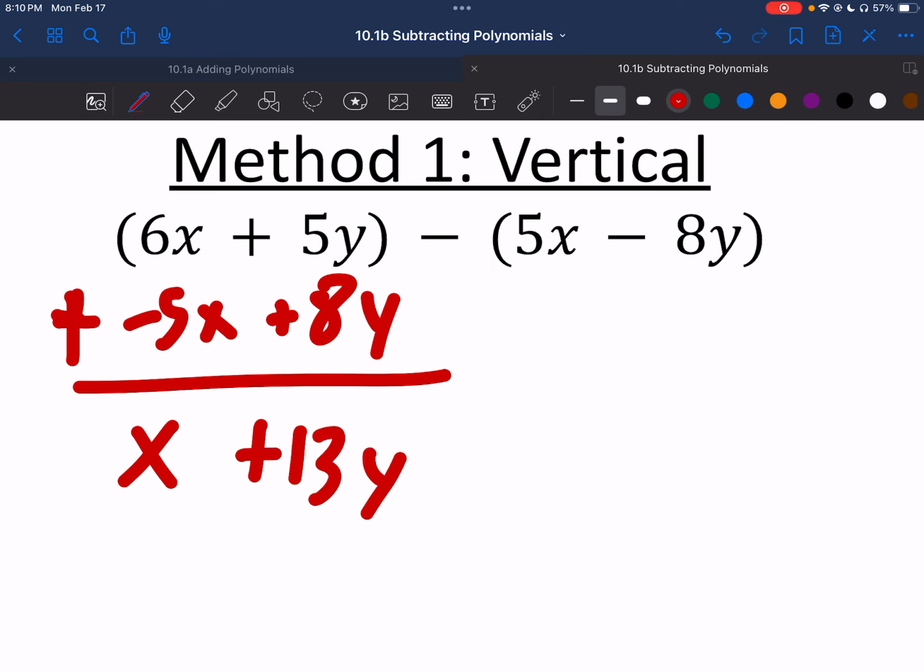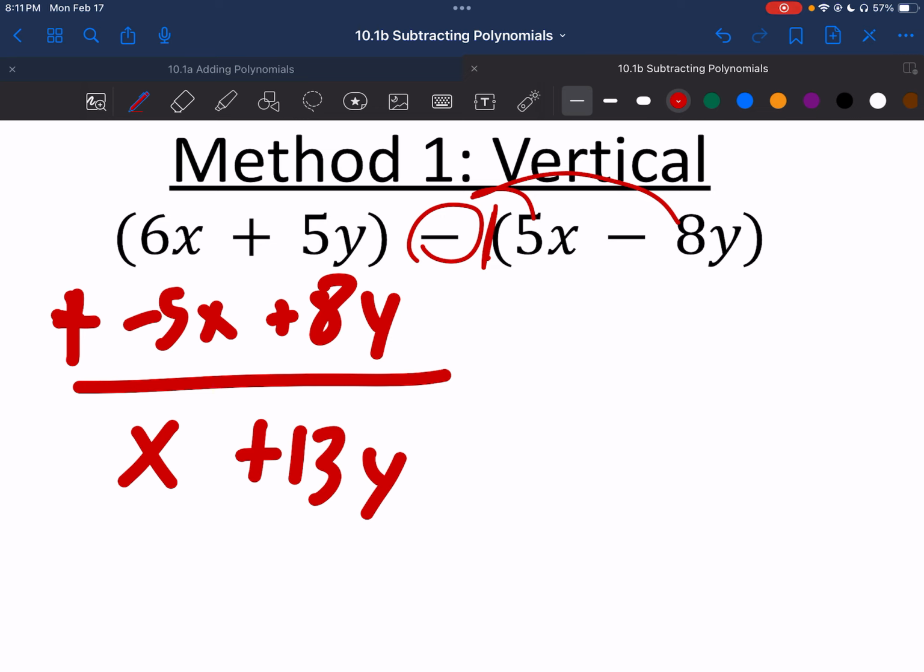Why is it that we're doing this? Well, think of it like this. We need to distribute a negative 1 to each of our terms. So it's negative 1 times 5x, so it'll be minus 5x, and negative 1 times negative 8y, which is plus 8y. Back when we did these kinds of problems in Module 2, this was a little bit of a struggle for us. So we're going to take a look at it and be very intentional with it here.